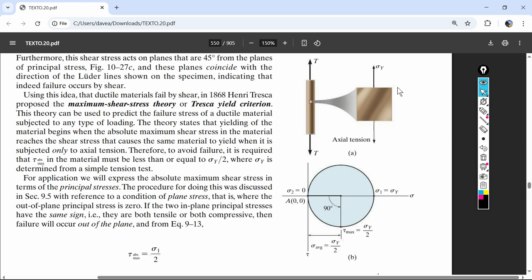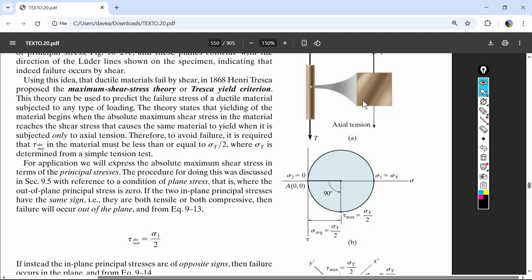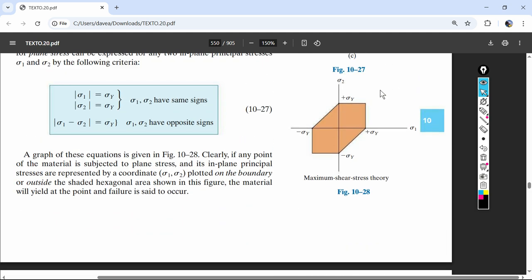And it's actually not going to shear about this XY. The Luder lines wouldn't be visible like this. They would be visible on a side view if the axial tension was equal biaxially. So that's what we have there. Tension and tension. Both those principal stresses are going to be the same.